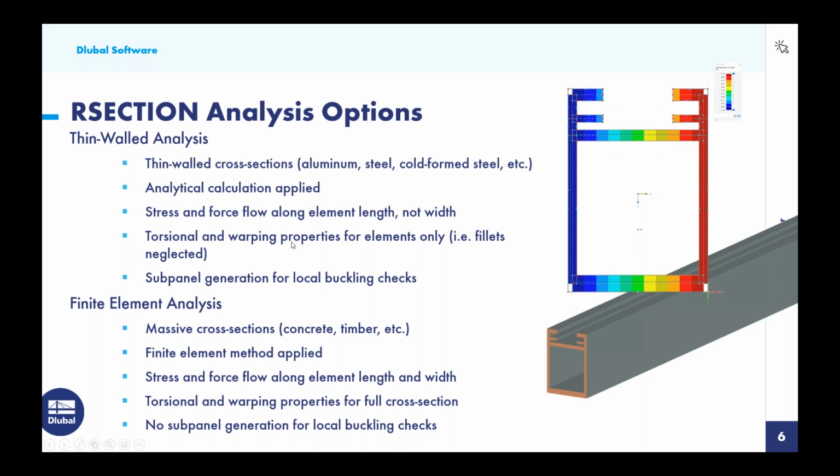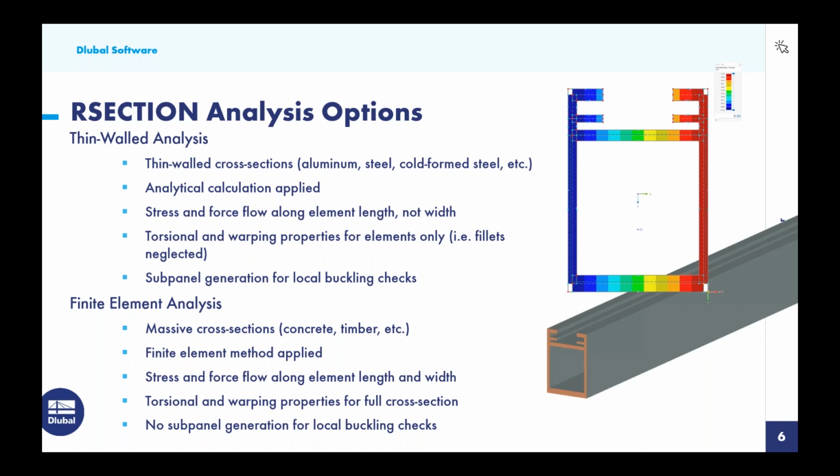Now, the torsional and warping properties are considered for those elements only. So you'll notice we have a few areas here in the upper corners that are not considered. Maybe we've modeled in fillets directly in our section. So these fillets will not be considered when we're calculating the torsional and warping properties.